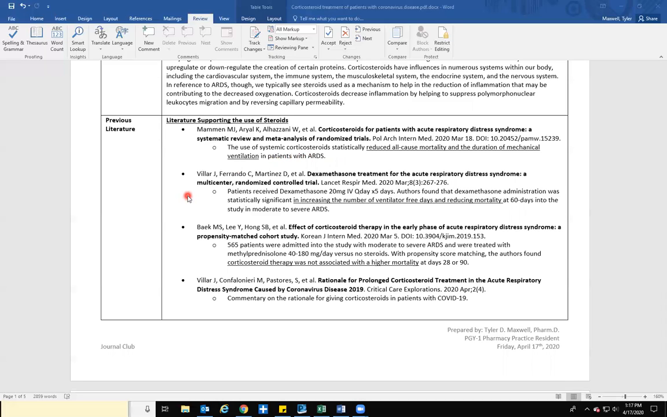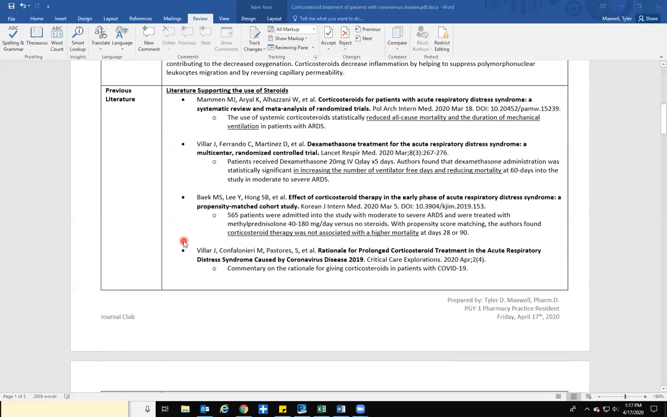The next study was dexamethasone specifically in acute respiratory distress syndrome, and they found an increase in the number of ventilator-free days and a reduction in mortality at 60 days. Another study looked at the effects of corticotherapy in early ARDS, and this did not find a benefit necessarily with the corticosteroids, but they did find that corticosteroid therapy was not associated with a higher mortality. So they just found that there was no difference there.